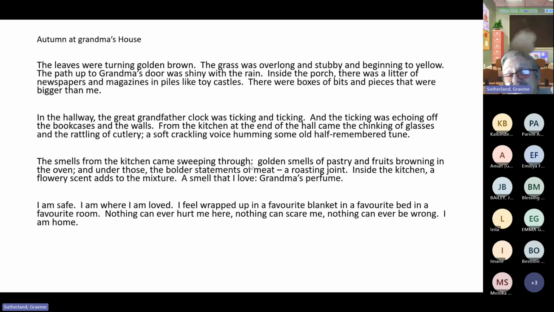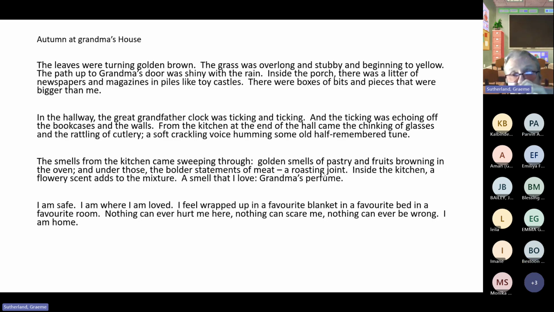And now I'm just going to list, because I've got a semicolon, I've got a colon there, so it's now going to be a list. Golden smells of pastry and fruits browning in the oven. And under those, the bolder statements of meat, a roasting joint. I mean, that makes me hungry. Even I didn't have tea, but it makes me hungry.